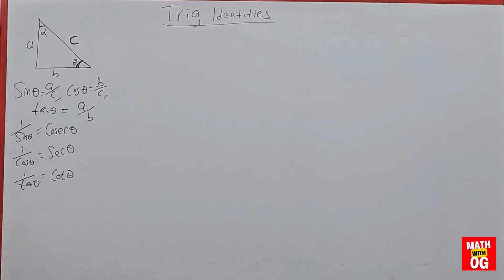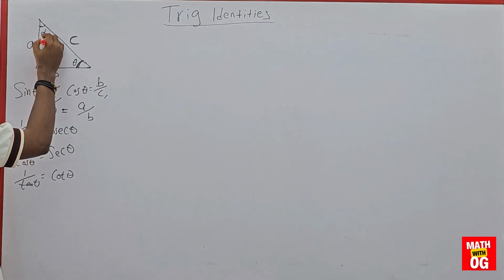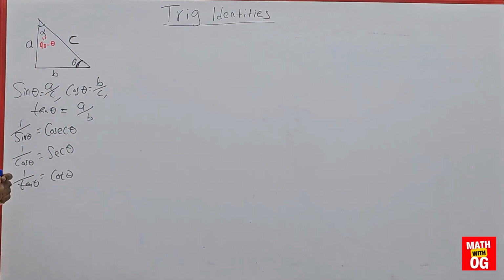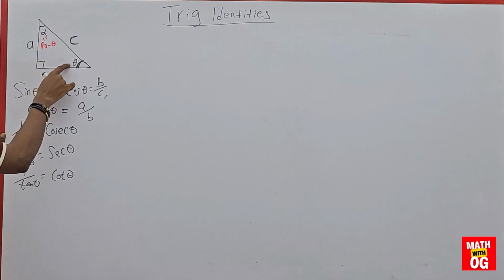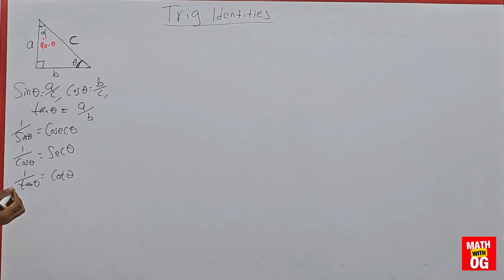Now that we are done with that, let's talk about sine and cos. So if this is theta, alpha in this case can be referred to as 90 minus theta. And why is alpha 90 minus theta? Alpha is 90 minus theta because what you have here is 90 degrees. So 90 plus theta plus alpha should be equal to 180.